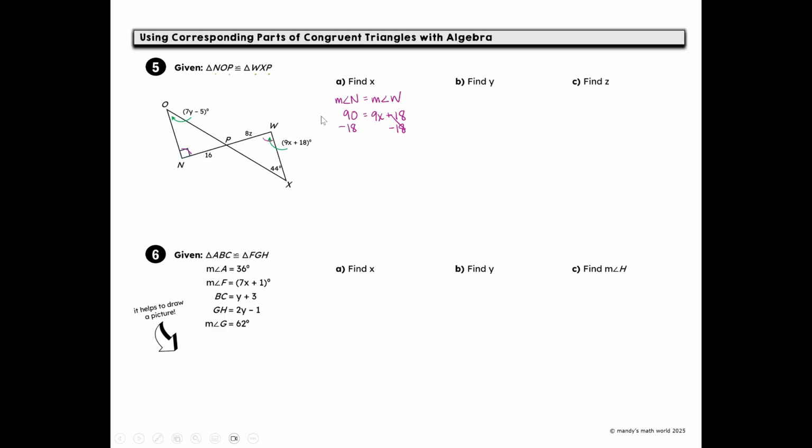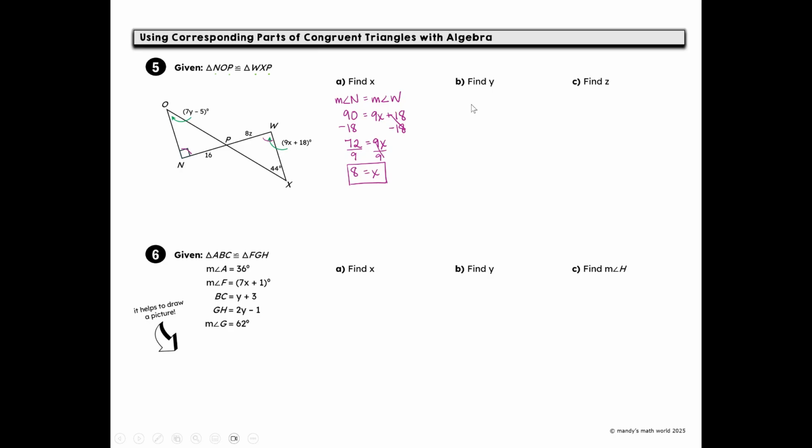So I write down this equation, and now I'm just going to solve for X. Subtract 18 from both sides. I get 72 equals 9x. Divide both sides by 9. I get that X equals 8. Now let's find the value of Y.